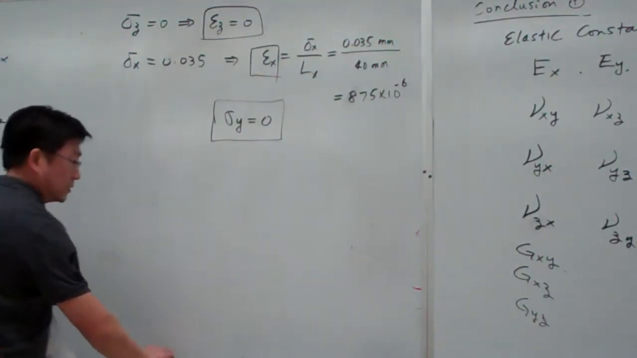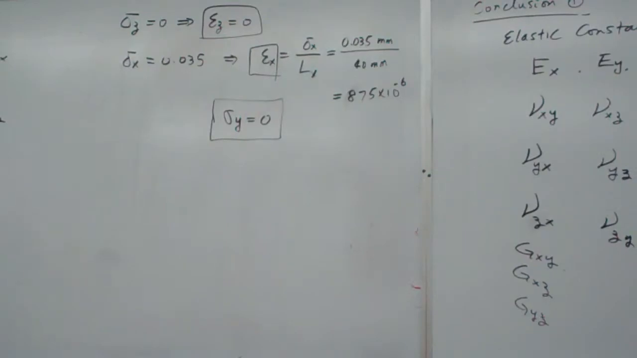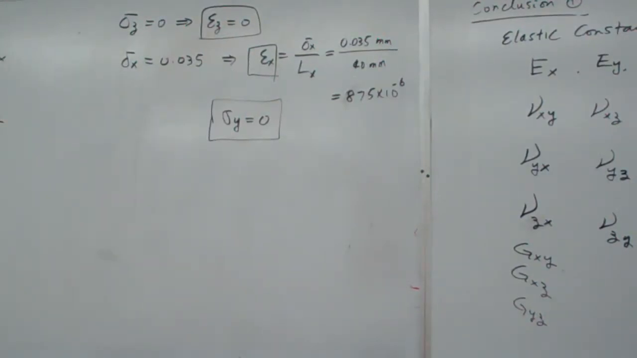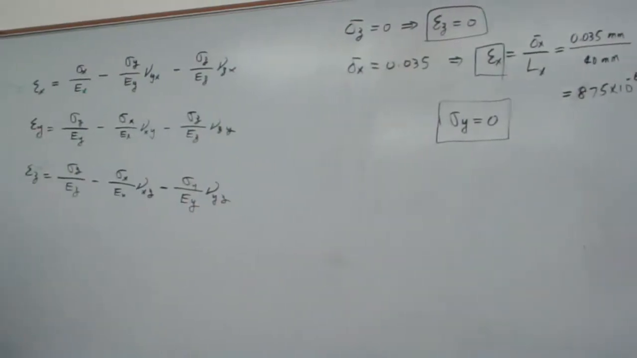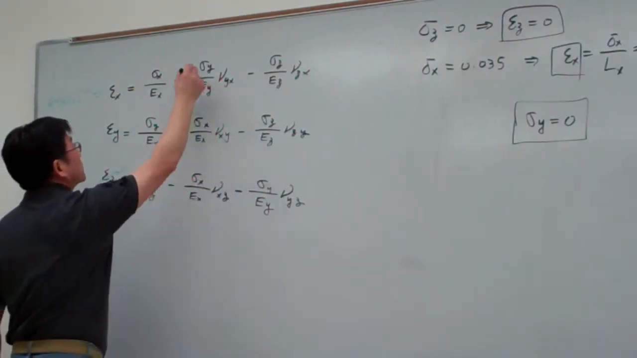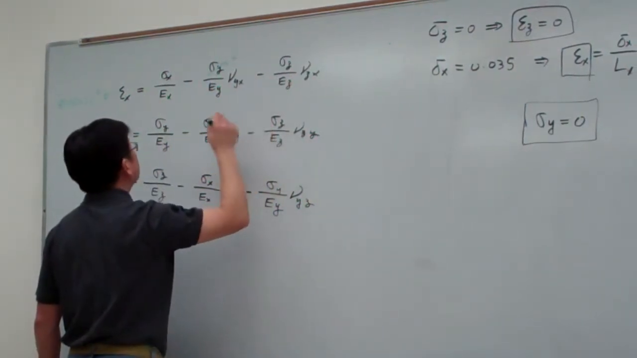So let me label it. Z equal to 0, so this one equals 0. And x equal to this one, so that is 875 times 10 to the minus 6. And then y equal to 0, so this one equals 0.